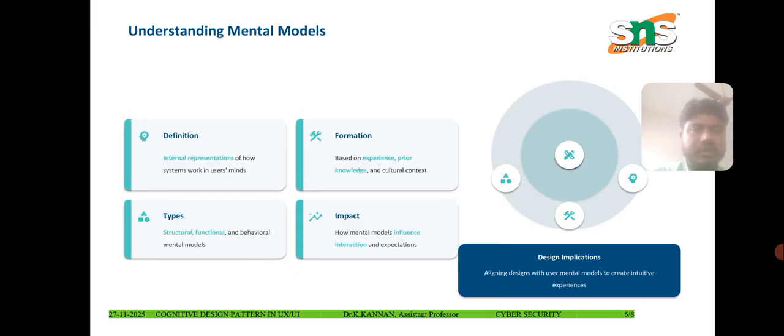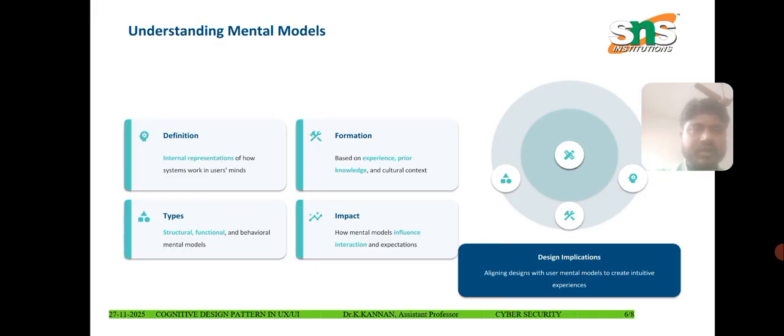Next is understanding mental models. The definition is an internal representation of how a system works in the user's mind. Formation is based on experience, prior knowledge, and cultural context. The types are structural, functional and behavioral mental models, and the impact is how a mental model influences interaction and expectation.